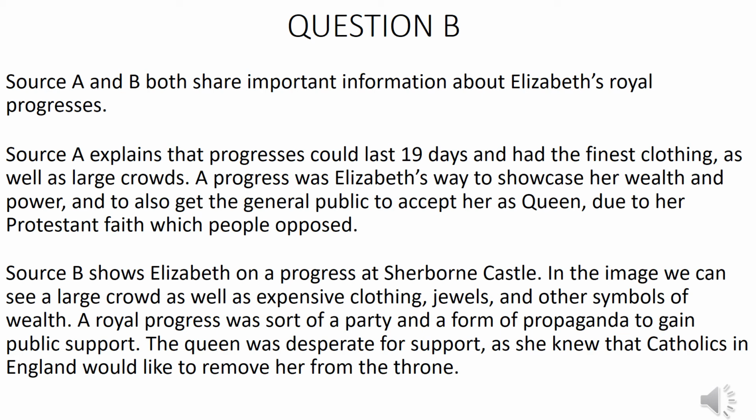Source B shows Elizabeth on a progress at Sherborne Castle. In the image we can see a large crowd as well as expensive clothing, jewels, and other symbols of wealth. A royal progress was sort of a party and a form of propaganda to gain public support. The Queen was desperate for support, as she knew that Catholics in England would like to remove her from the throne.